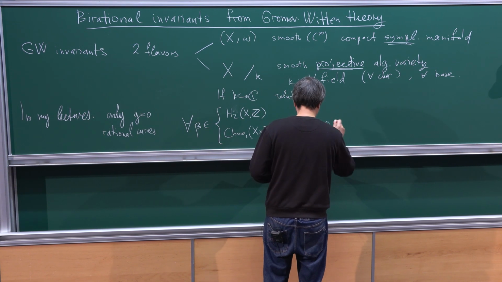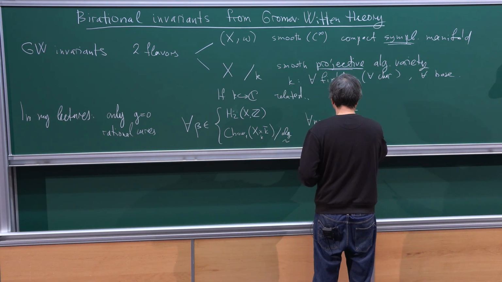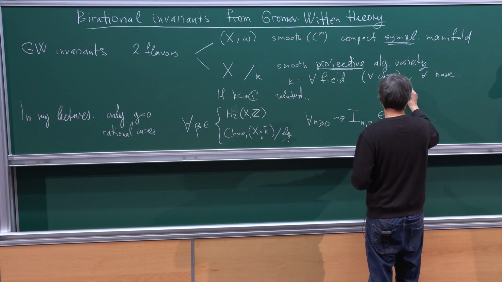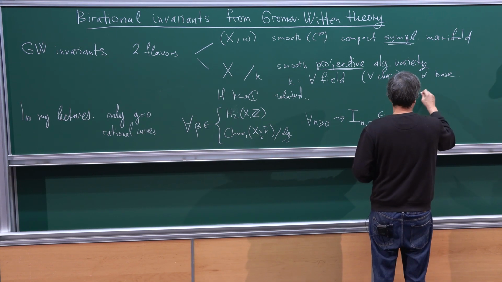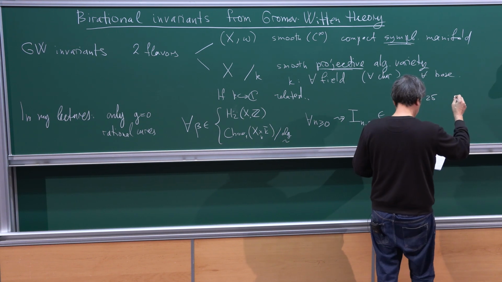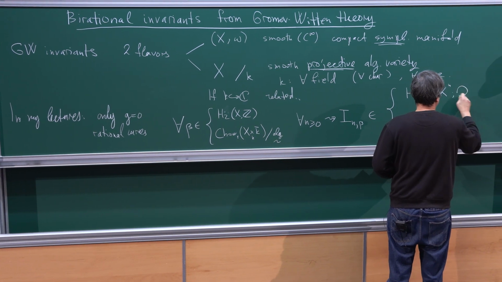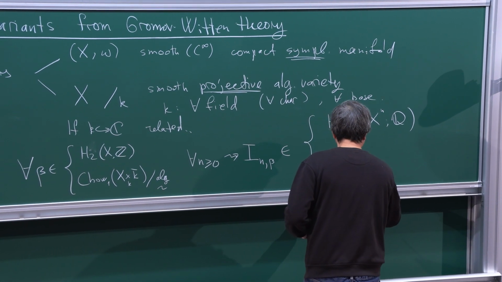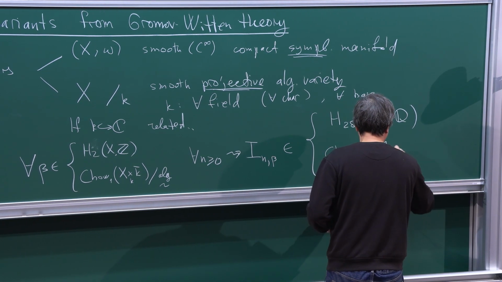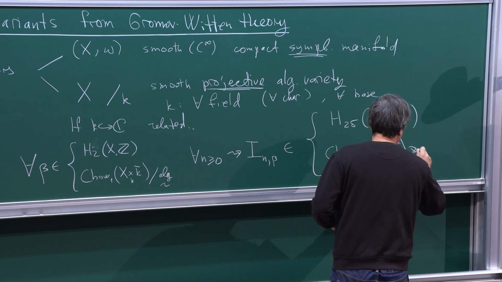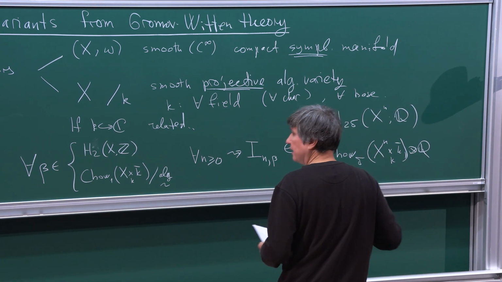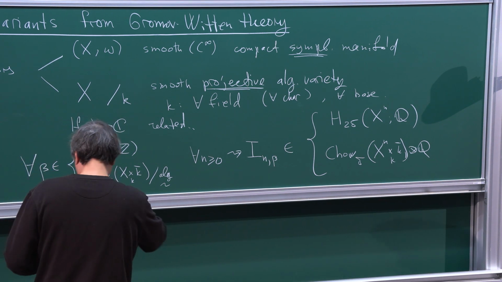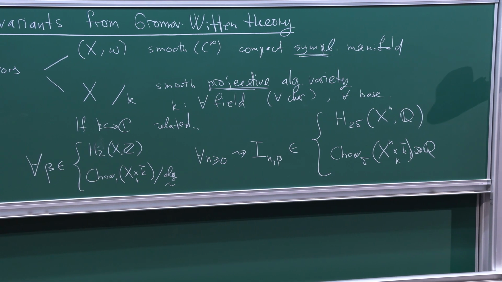You do something like this, and then for any n greater than 0, you get a class, call it I_{n,beta}, which belongs again, depending on the situation, to H_{2Δ} of X^n with rational coefficients, or in the algebraic case, it will belong to the Chow group with index Δ of X^n, and again we extend scalars and make tensor coefficients. What is Δ? Δ is called the expected dimension. It's an important formula which we should use all the time.